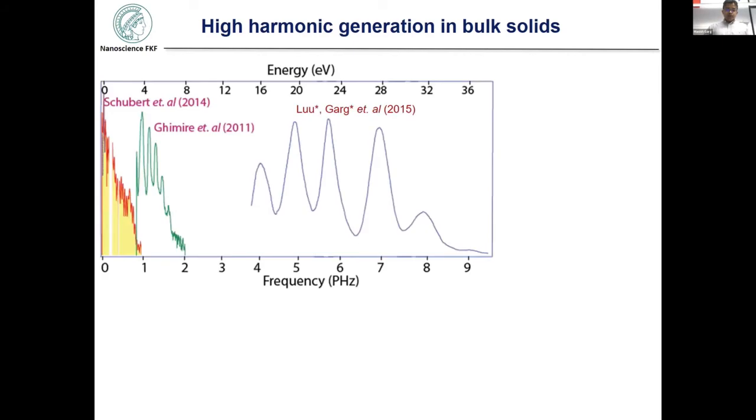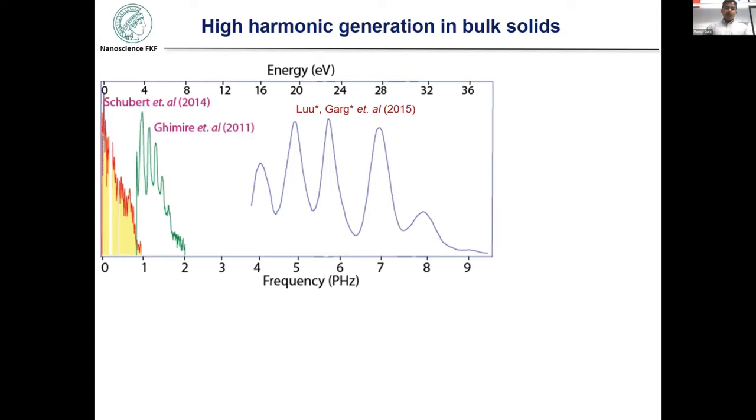This whole field actually started with the work of Ghimire from Stanford, where they shot ultra-short intense mid-infrared pulses into a zinc oxide crystal, which has a band gap of around 3 eV. They saw high harmonics for the first time beyond the perturbative regime. They measured high harmonics up to the 21st or 19th harmonic order, going all the way from the mid-infrared range to the UV range.